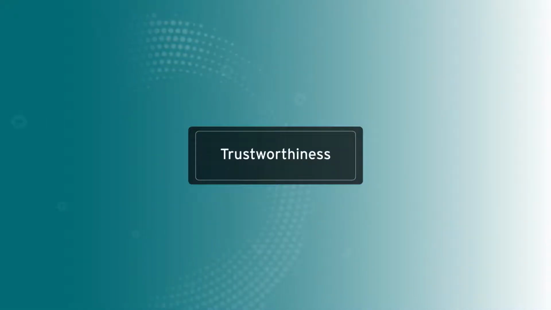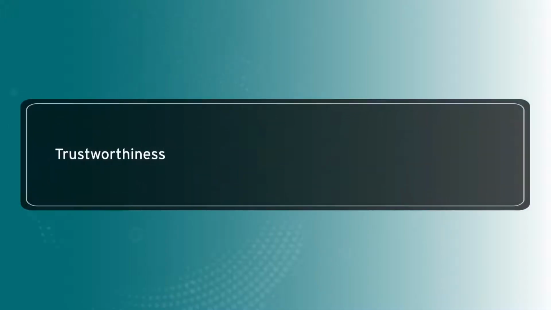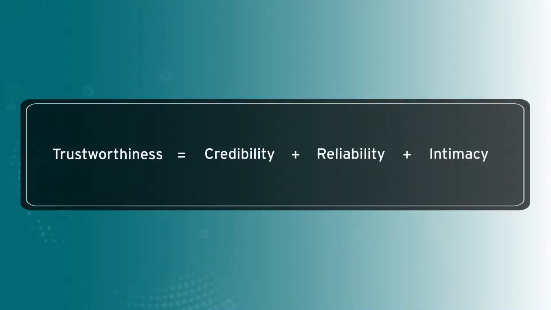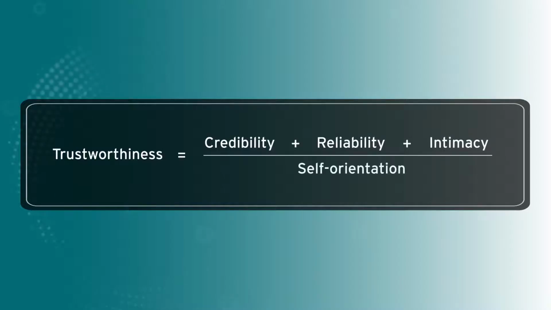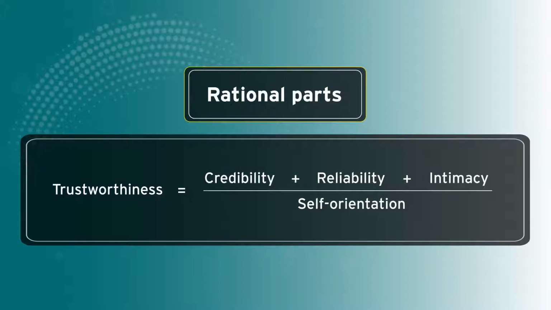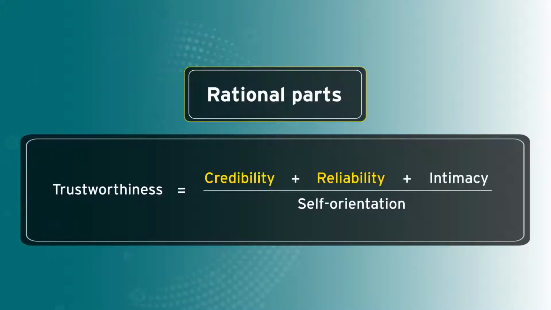The trust equation, really the trustworthiness equation, is credibility plus reliability plus intimacy, all divided by self-orientation. I'm going to focus here on what we call the rational parts of the trust equation, credibility and reliability, and how you can increase your score in these components.